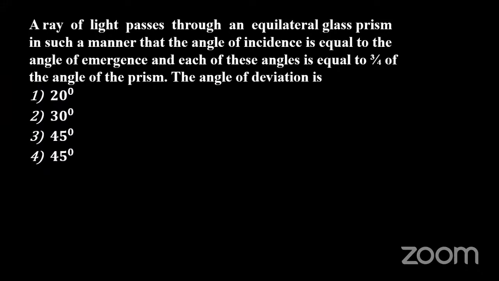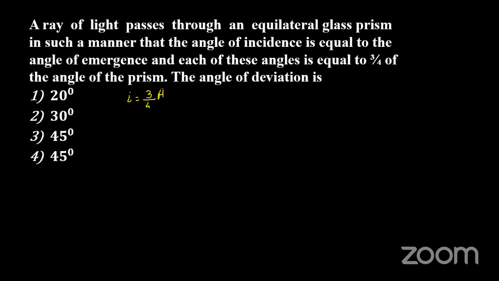A ray of light passes through an equilateral prism in such a manner that the angle of incidence is equal to the angle of emergence, and it is undergoing minimum deviation. Each of these angles is equal to 3/4 of the angle of the prism. So I equals 3/4 the angle of the prism.